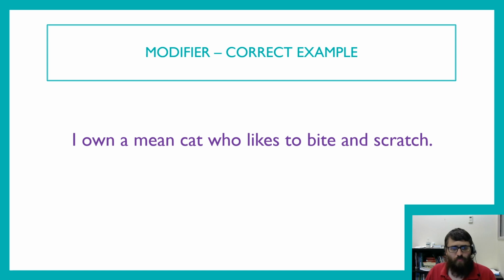In this example, the modifiers mean and who likes to bite and scratch modify the original sentence, I own a cat, by adding more information about the cat. The adjective mean is a modifier, that is a single word that modifies, while the relative clause, who likes to bite and scratch, is a modifier phrase, or a phrase that modifies. The second modified sentence is more descriptive and more specific. That is the ultimate purpose of modifiers. We'll now move on to an example of incorrect uses of modifiers.